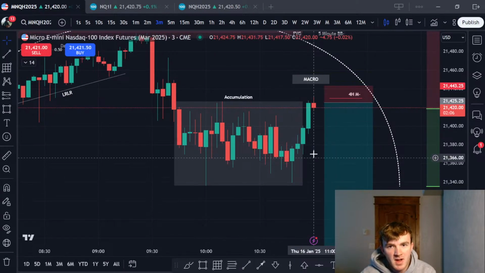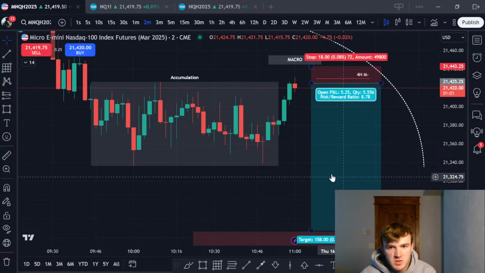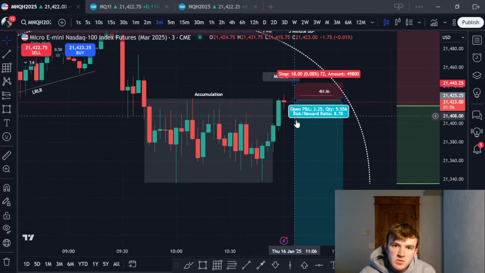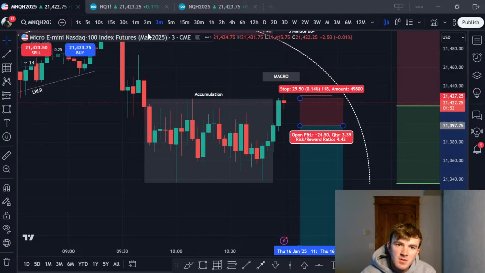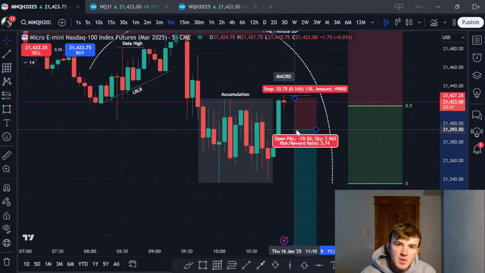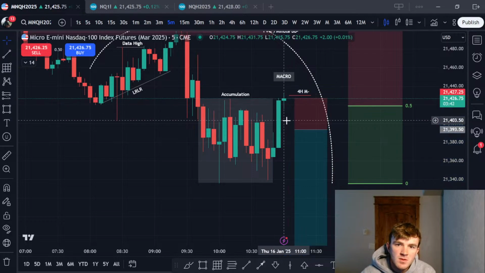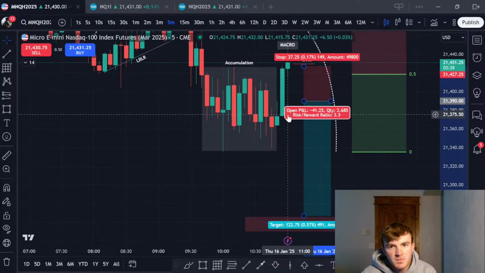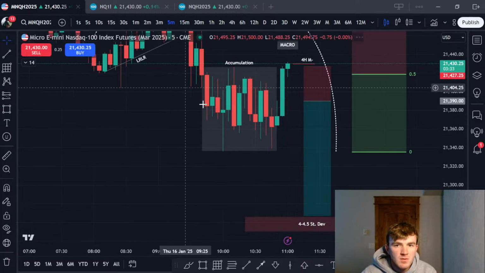Okay, we swept out the high. So possible inversion could be this 3 minute. Now there's a 5 minute external gap though, so maybe wait for the 5 minute. You might need to wait for the 5 minute. Okay, let's wait for the 5 minute. And is there a 15-minute one? No.